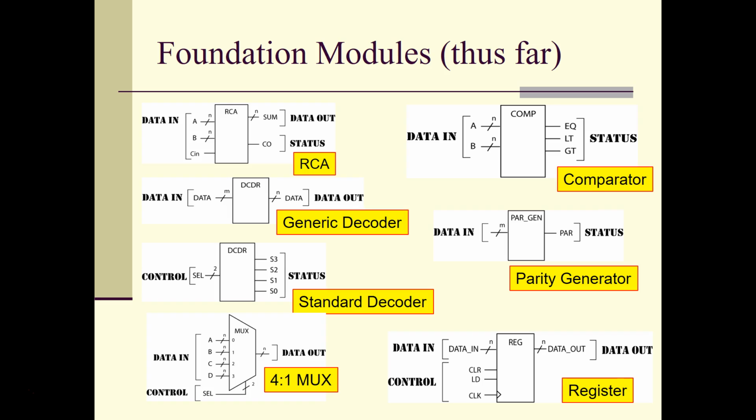So going over these real quick, we got a status output on the ripple carry adder. We got control inputs on the decoders. We've got control inputs on the muxes. We got status outputs on the comparator, status outputs on the parity generator, and the register here. We don't have any status outputs, but we do have a bunch of control inputs, which is clear and a load and a clock.